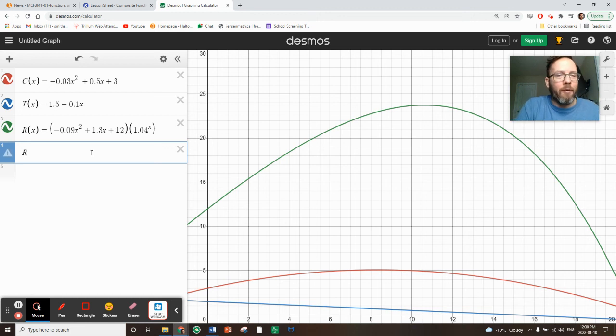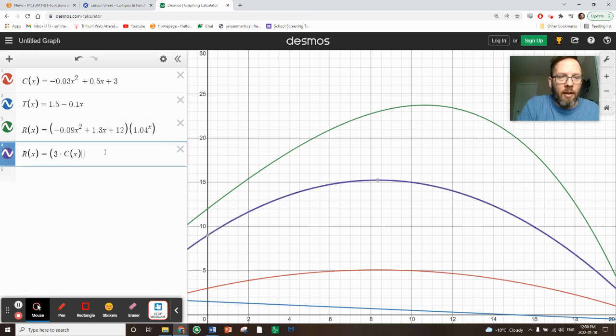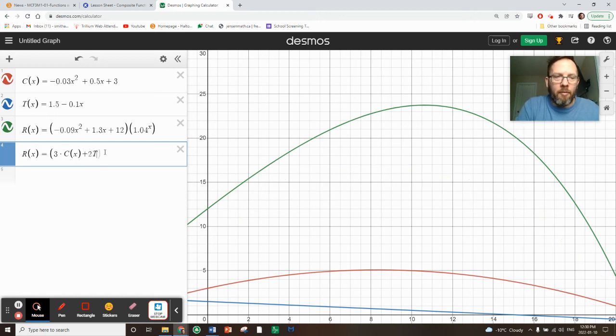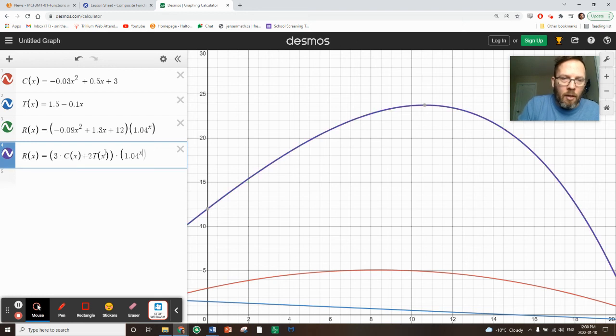So if we graph the revenue function, and remember the revenue function was 3 times the cost function, C at x, plus 2 times the tape function, and then times that exponential 1.04 to the power of x. And you can see it's the exact same function. So Desmos is really cool like that. 2 different ways you could have graphed that composite function. Both work, and we've actually just verified that our answer for that simplified function was correct.